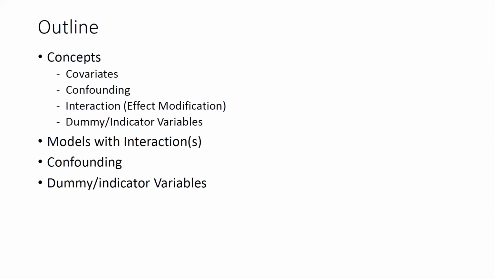And then next, I will show models with interactions, and then models with confounding, and then we'll show specifically from examples how the dummy variables and indicator variables will be included in the regression model, especially when there is interaction between these dummy variables and other variables in the regression model.